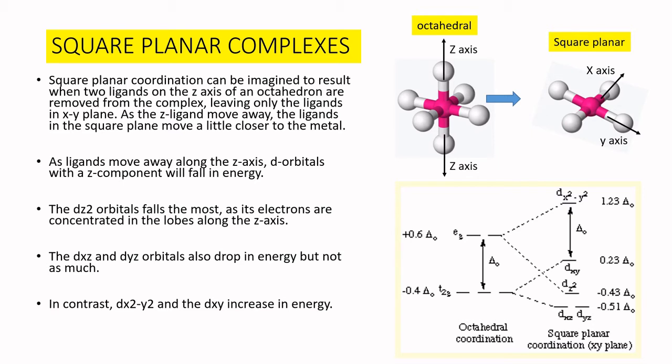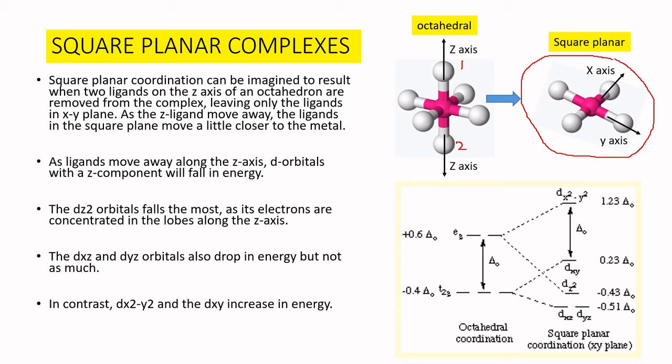Next, we move on to the square planar complexes. Okay, square planar coordination can be imagined to result when two ligands on the z-axis of an octahedral complex are removed, leaving only the ligands in the xy plane. So as the z ligands move away, the ligands in the square plane move a little closer to the metal. Okay, this is the structure of an octahedral complex. You see, this is the z-axis. So in square planar, ligand 1 and ligand 2 on the z-axis are removed from the complex, leaving you with a square planar geometry complex.